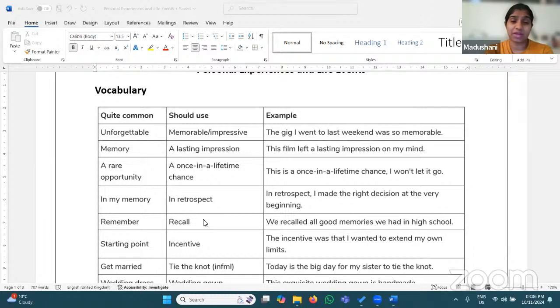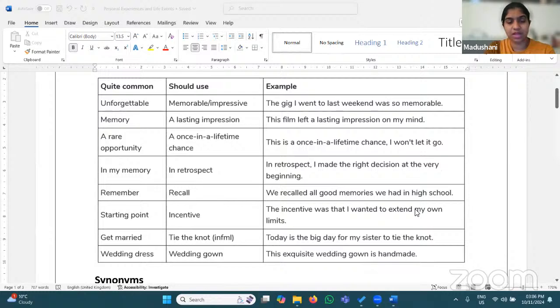So last weekend, actually, there was a big party. It's my sister's tie the knot party. Yeah, my sister's tie the knot party. So that's beautiful. And the last one is wedding dress, wedding gown.